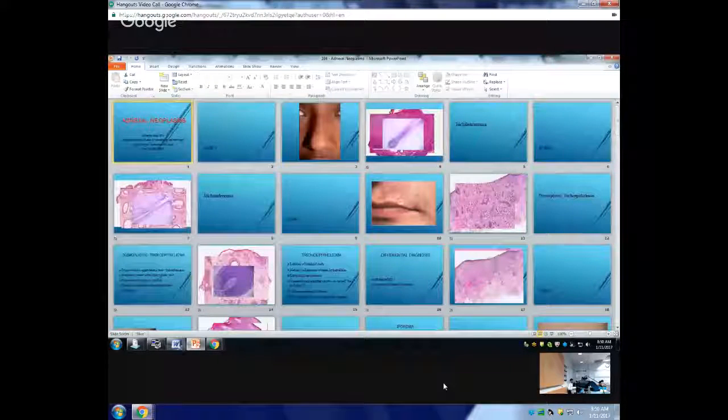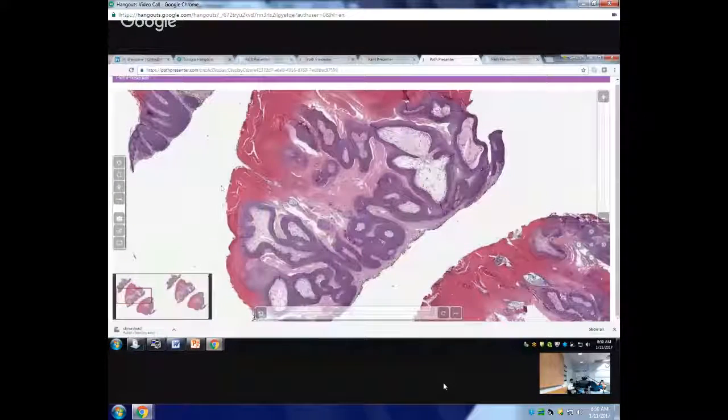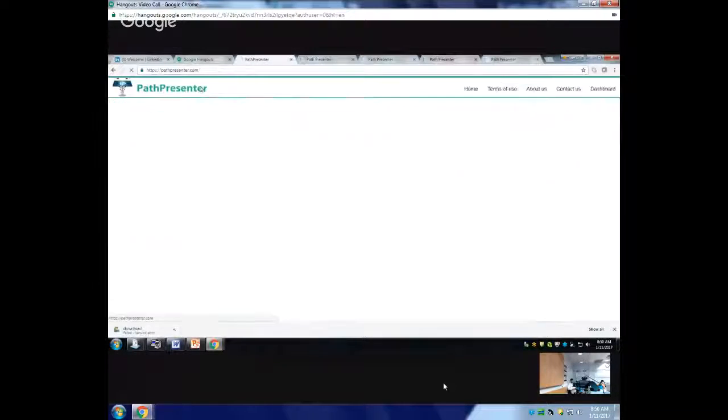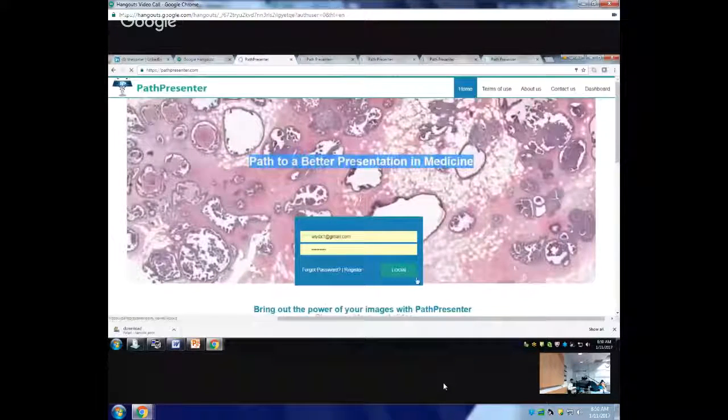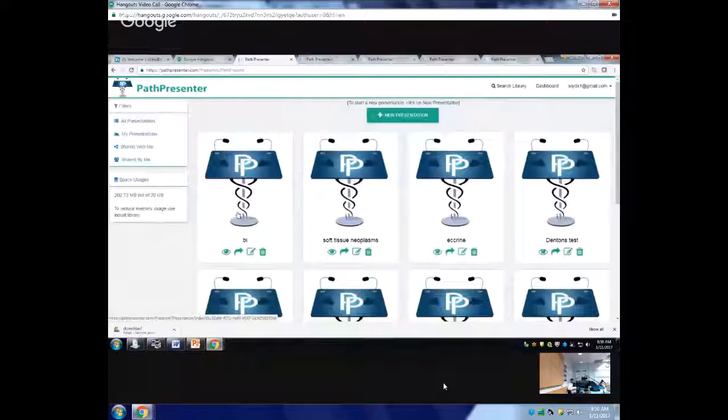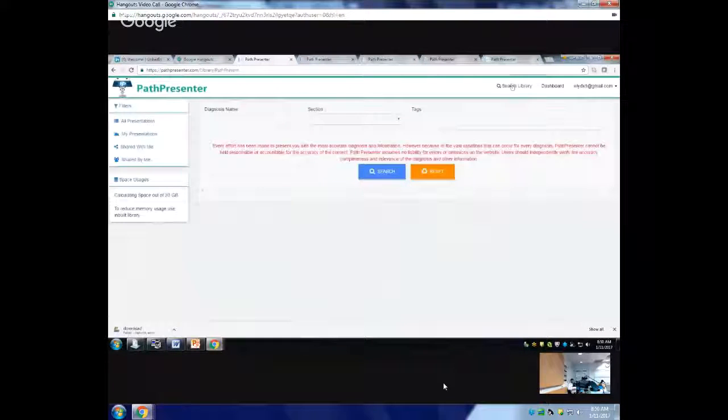And then for the website, you already know how to use it, so you can go and see all the cases there. And I just showed you how easy it is. You just have to go to your login and then not even make a presentation, just search library, and all the cases are there.